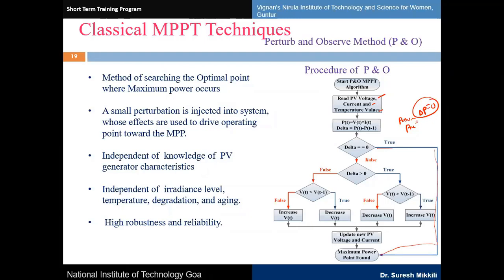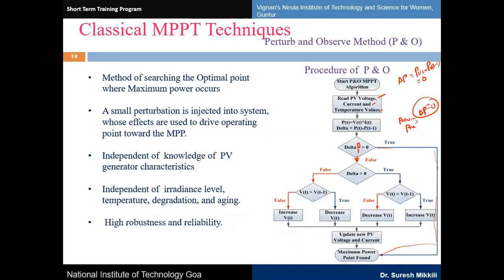Try to understand. We have read the PV voltages, currents, temperatures. We have calculated power as V into I. So delta P is the present power P(t) minus the previous power P(t-1). If these two are equal, then delta P is 0. That means delta P is equal to 0. Then if it is true, you state that the maximum power point is achieved.